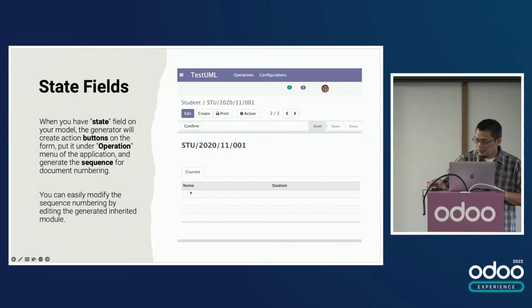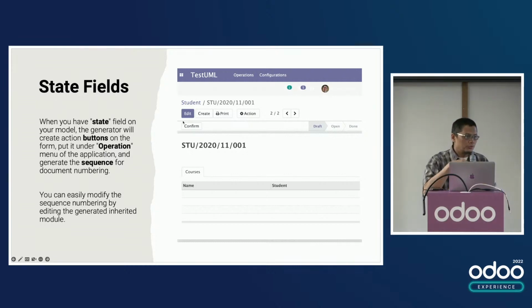One thing that is special here is the state field. If we put a state field on a class, the generator will generate this status bar as with other Odoo documents, and then the action buttons to move from one state to another state and back to another state. That is generated as well already. And then the sequence number. If we have the state, the generator assumes that it is a document, so it will generate the sequence automatically for us and put it in the name field of the document.